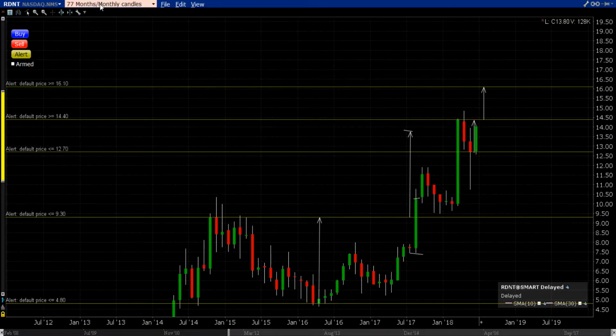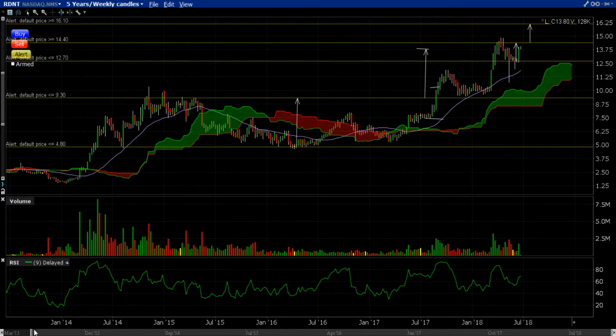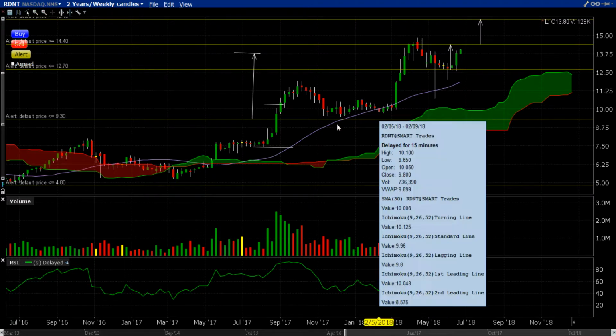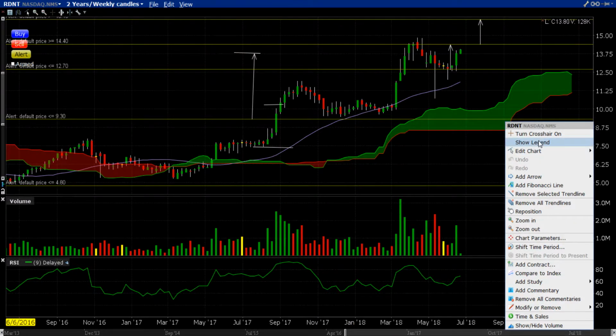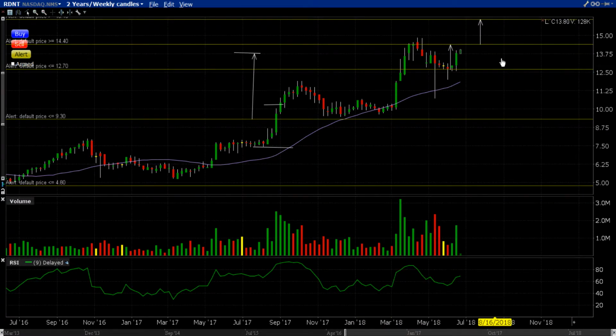Cool, right? All right, let's zoom in on the weekly and see what we're dealing with. Remember, if you're above the green Ichimoku cloud, that's support. Ichimoku cloud defined support, you're in an uptrend. You could also see it with the 30 moving average going upwards. Here's my monthly defined breakout line right here. We're getting close to it, guys. Getting really close to it.